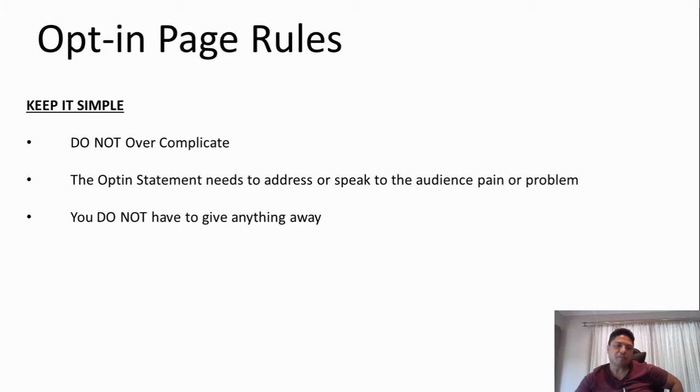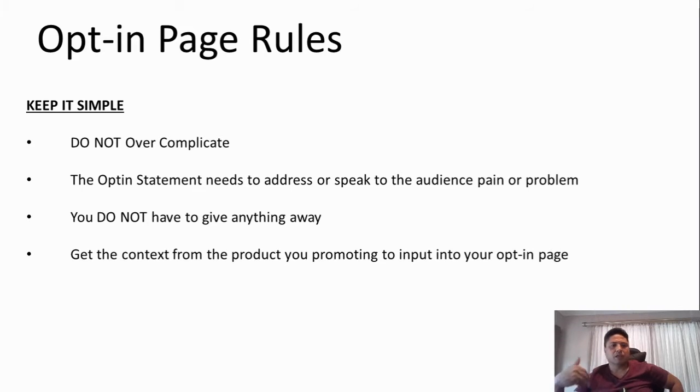Then you do not have to give anything away. This is a common misconception about opt-in pages, that you have to give away a report or an ebook, etc., or some sort of content. What you can do is, if you are taking people to a training page or a sales page, as long as that sales page directly speaks to what you promised to show them. That is also important. So if you're going to divert them directly to the sales page, make sure that your opt-in page speaks to the sales page that you're sending them to.